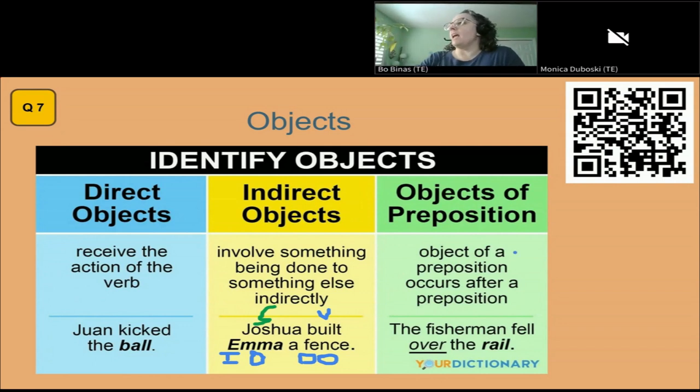And sometimes we can have an object of the preposition, and objects of a preposition occur after a preposition. The job of a preposition is to tell you the relationship between two things in a sentence. And by relationship, I mean where something is in relationship to something else. I had a teacher one time that told us if you think of a squirrel and a tree, that will help you think of prepositions. Or a cat and a box. A cat and a box would work too. But he used squirrel and a tree.